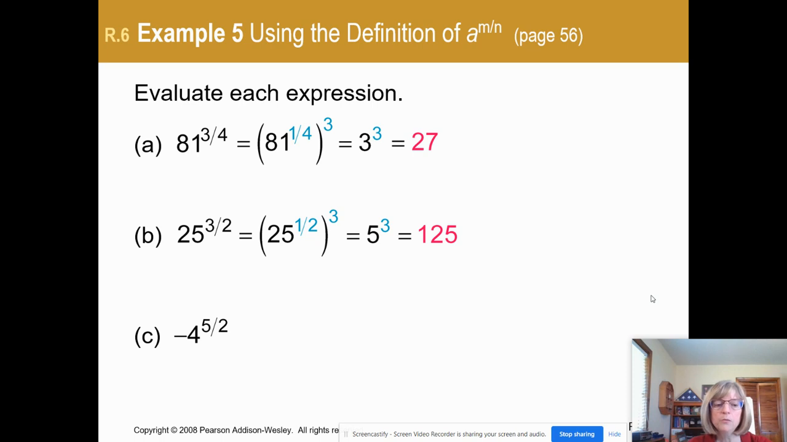Part C, remember that the negative in front of the 4 is separate and apart from the term with the exponent. So we think of this as negative, parentheses, 4 to the 1/2 power, to the 5th power. 4 to the 1/2 power is the square root of 4. So this is negative 2 to the 5th power. 2 to the 5th power is 32, so now I have negative 32.